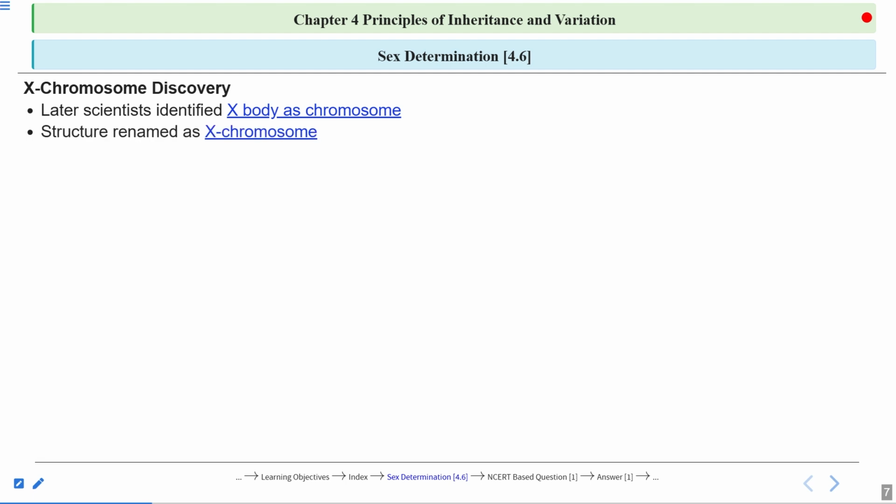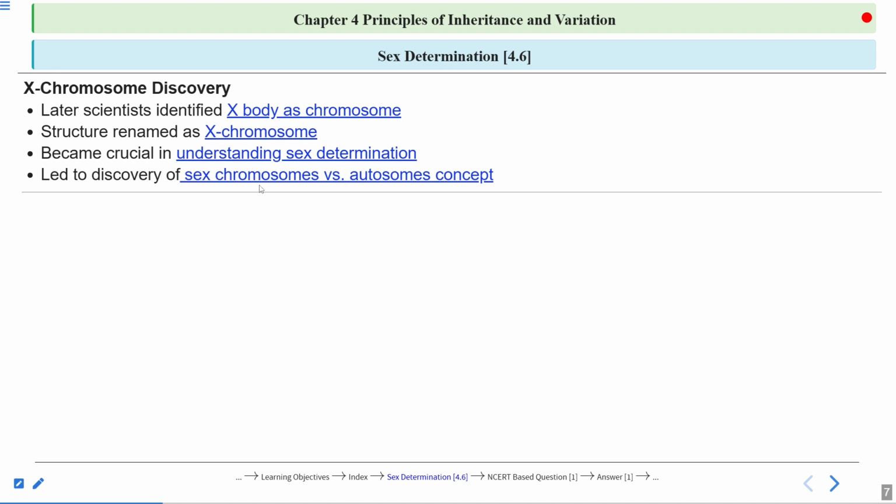Okay, now the structure X body was renamed as X chromosome. So from the X body came the name X chromosome. Now, this became crucial in understanding the sex determination. This X chromosome was discovered, and this was very significant. This was crucial in understanding sex determination, how the sex of the offspring is determined.